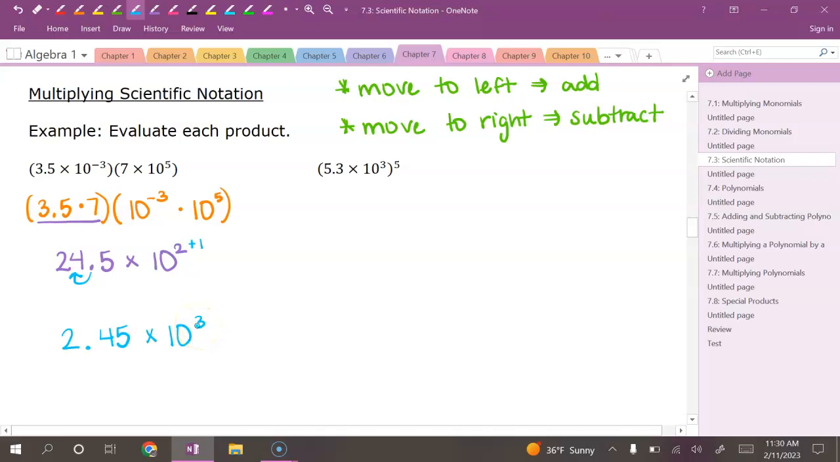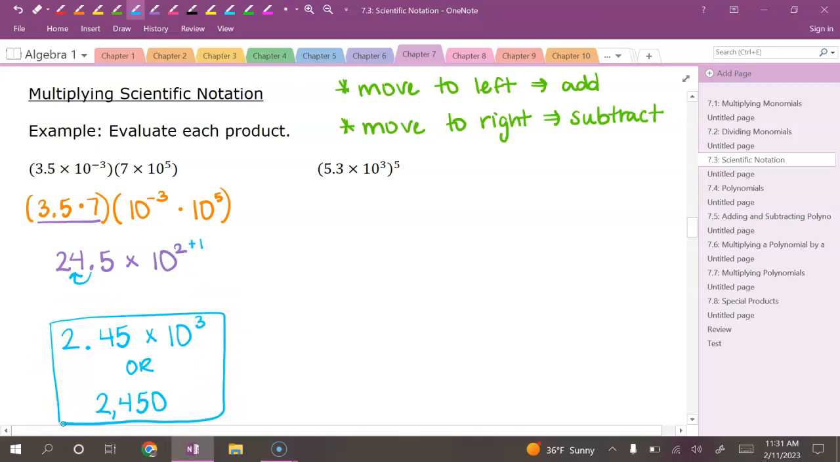Something that they might also ask for in some of these problems is for you to then, after you have it in scientific notation, write it back out in standard form. And so if I did that for this one, I would have to move this decimal place 3 times to the right. And so the standard form would be 2,450. They may not ask for that, but sometimes they do.